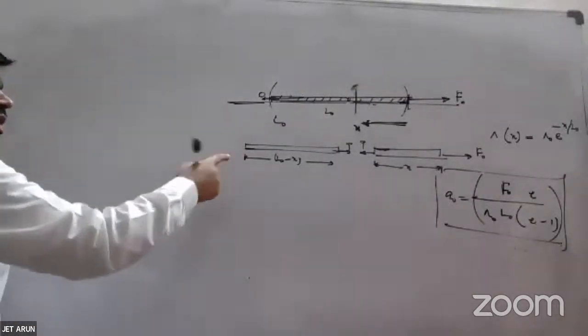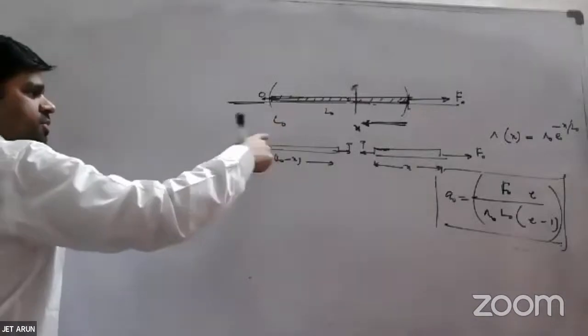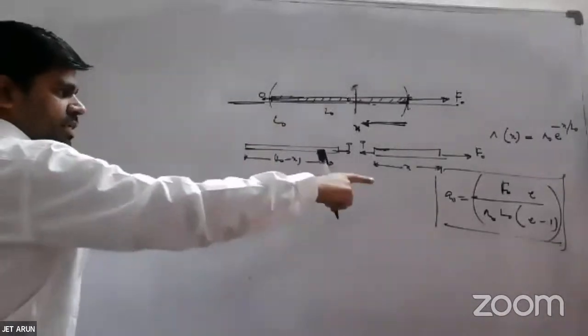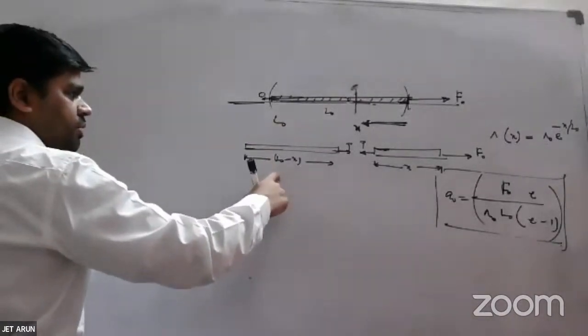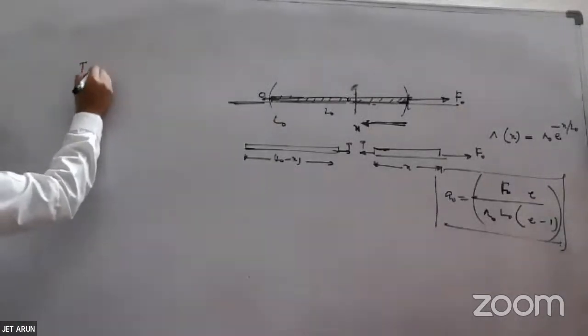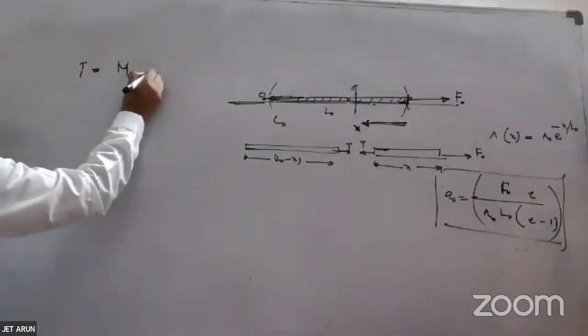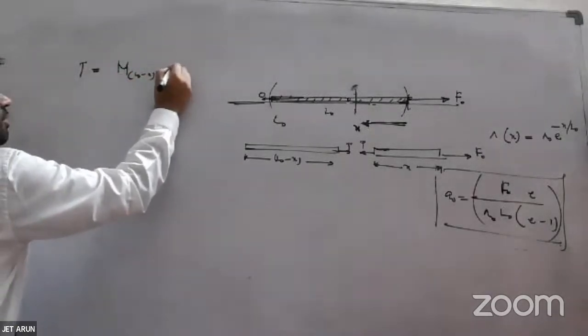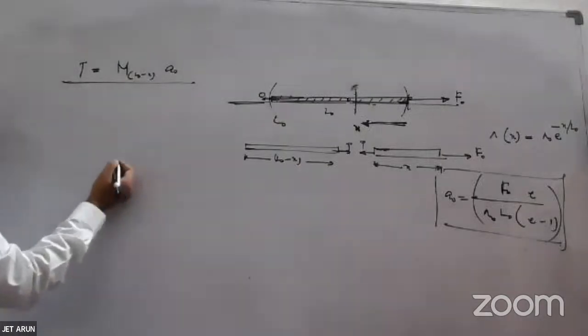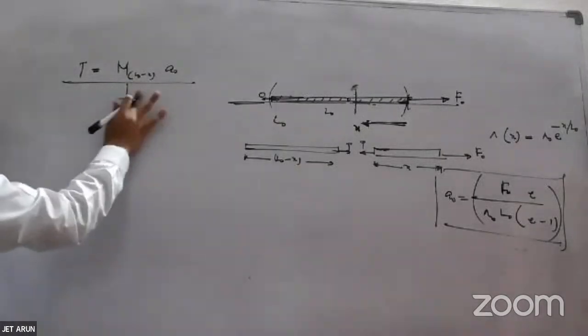So again, I'll use this part. I need to find tension. So T is equal to mass into acceleration. I know the acceleration, but I need to find the mass now. How will I find mass? T is equal to mass of L naught minus X, into acceleration is my tension. That's it. If I find out mass, I'm done. How will I find mass?